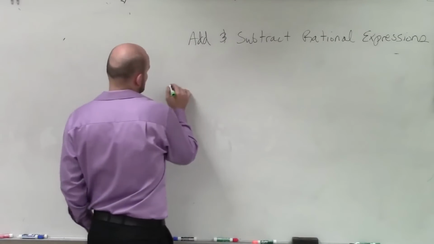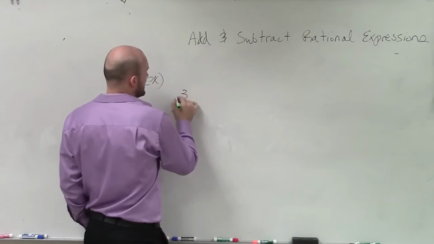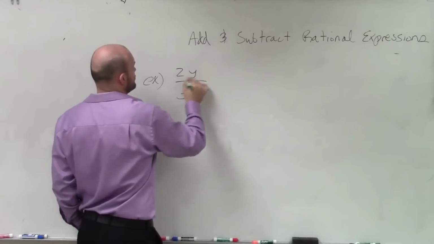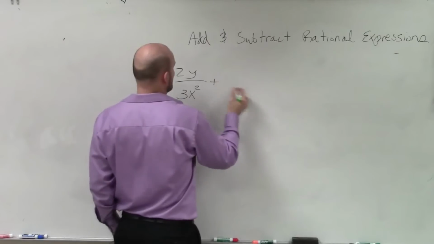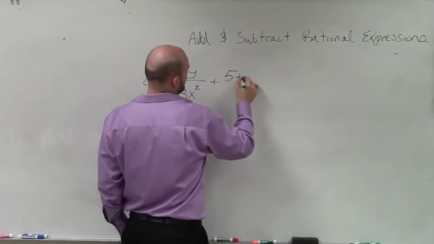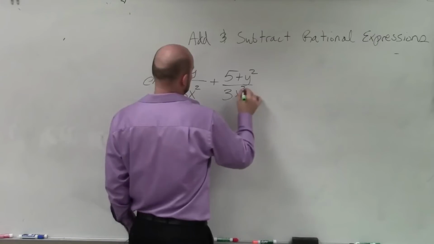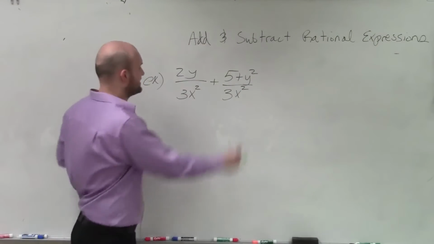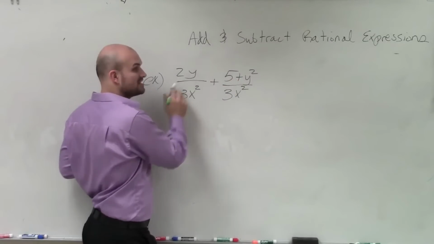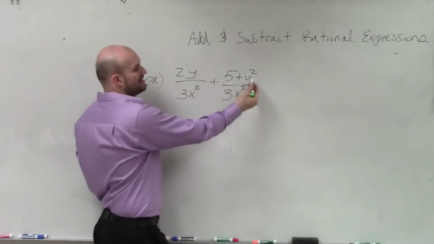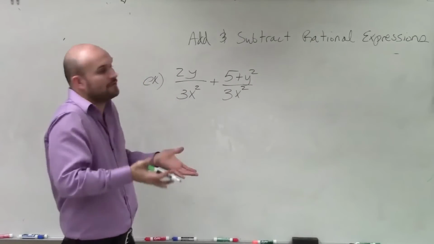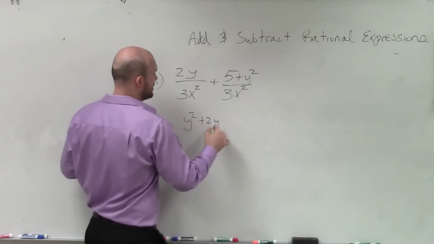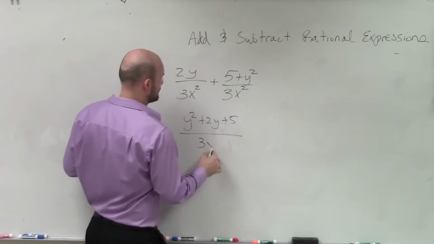So for instance, let's look at an example here. Let's do 2y divided by 3x squared plus 5 plus y squared divided by 3x squared. Now, since these have the same denominator, I can combine them. But when I look at my numerators, I notice that is a 5, which is a number. This is a y, which has a variable factor of y to the first power. And this has a variable factor of y to the second power. So they don't have the same variable factors. So my final answer would just be y squared plus 2y plus 5 divided by 3x squared.